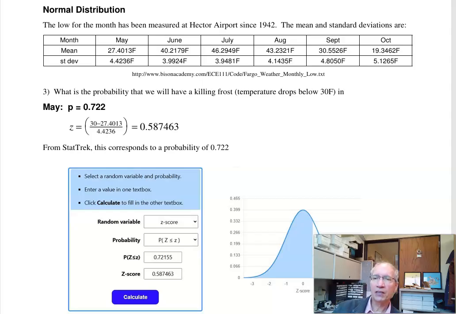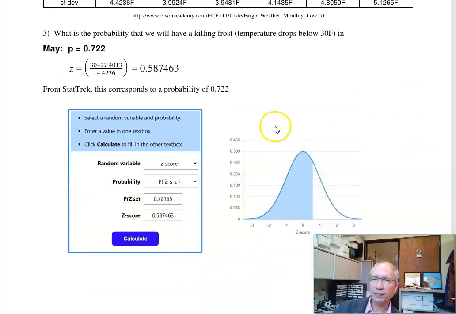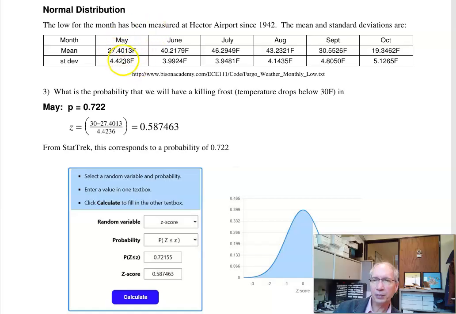Well, to do that, I find out how far is 30 from the mean in terms of standard deviations. It's 0.58. The average low is below 30, so the probability is going to be more than 0.5. So make that a plus 0.58. Throw that in a normal distribution. Find the probability corresponding to that z-score, and it's 0.72. And again, it's bigger than 0.5 because 30 is above the mean, so there's more than 50% chance it'll freeze in May. Turns out about 58% chance we'll have a killing frost in May.